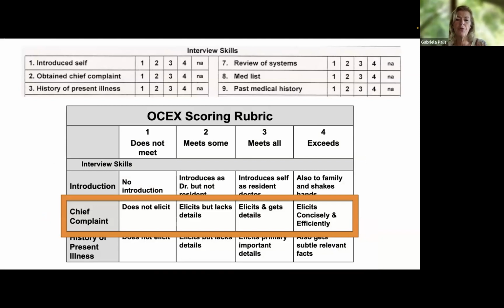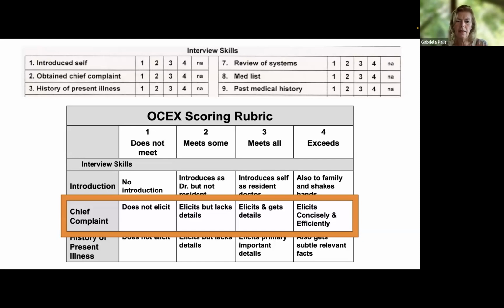The tool comes with a scoring rubric that consists of 4 columns, where the resident is assessed if he does not meet the expectations, meets some of the expectations, meets all the expectations, or exceeds the expectations. And each of these comes with a descriptor. For example, for the chief complaint, if the resident does not elicit the chief complaint, they will get does not meet grading, does not meet the expectations. If they elicit some but lack some details, they will achieve meets some expectations.